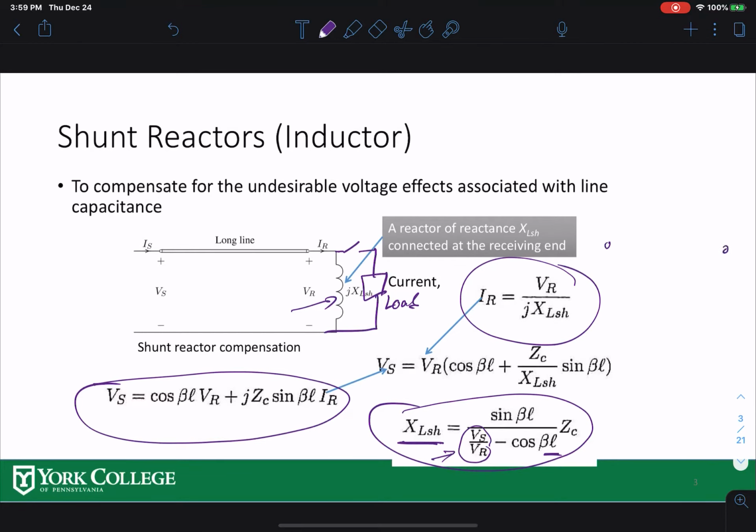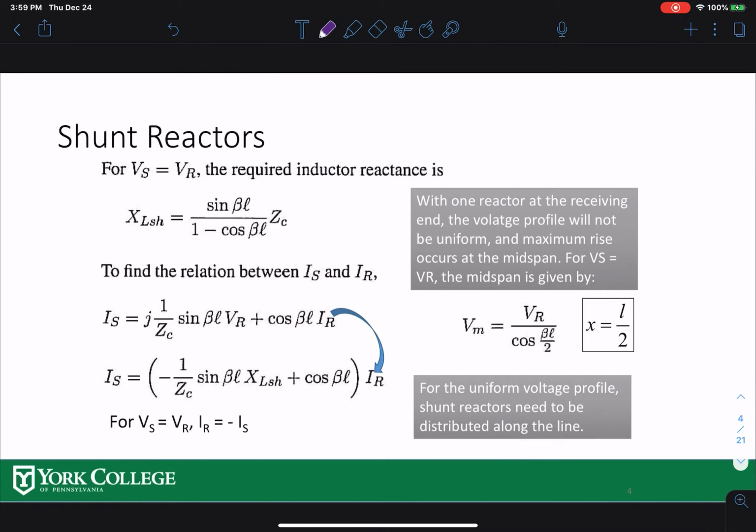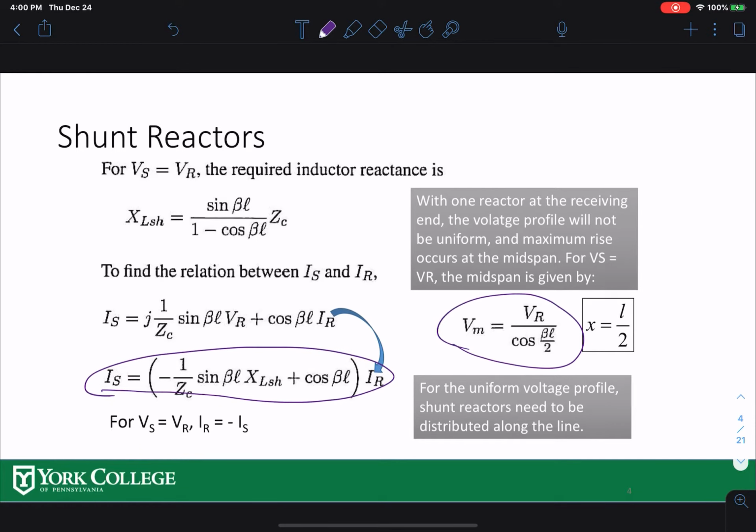So let's say this is the sending end, this is the receiving end here. In this case you're at no load, so your receiving end voltage is going up. I have to bring it down. So I want that voltage to come down to the same as my sending end voltage. So these two voltages would be the same. This is what your shunt reactor is doing, right? All right, now this is the same equation here, so you can see the Is equation over here too. And the midpoint voltage can also be seen here, if x is L over 2.